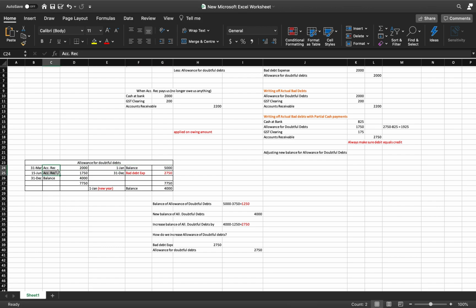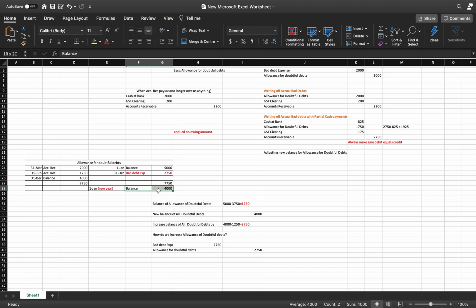Now you have debit balance of accounts receivable here, which total up to $3,750. Now these are actual bad debts. So you have the prediction of $5,000, whereas the actual bad debt is $3,750. So therefore, the balance of the allowance of doubtful debts is $5,000 minus the actual bad debts, which is $3,750, equals $1,250. So this is the balance of the allowance of doubtful debts of the year.